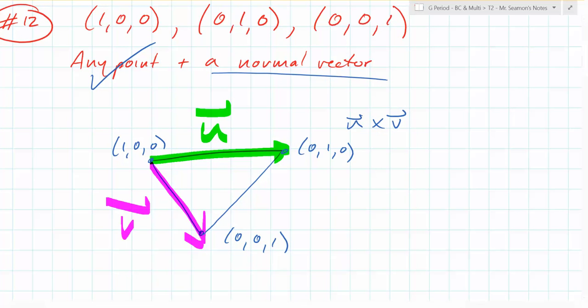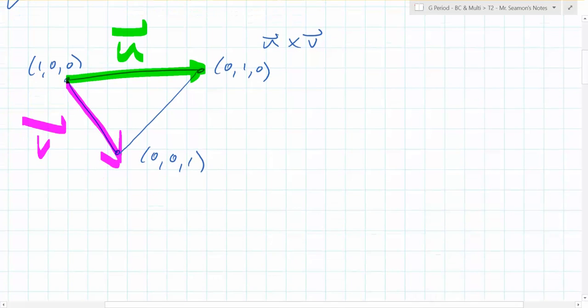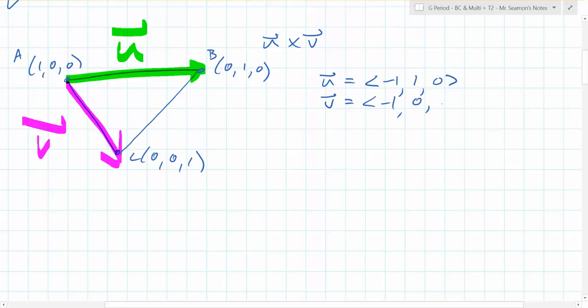So if we label them like in this convention, can someone tell me what vector U is going to be? It goes from this point A to this point B. So from A to B, what's the x component? -1, and then what? 1, and then 0. And what's V going to be? -1, 0, and 1. So we need to do U cross V.